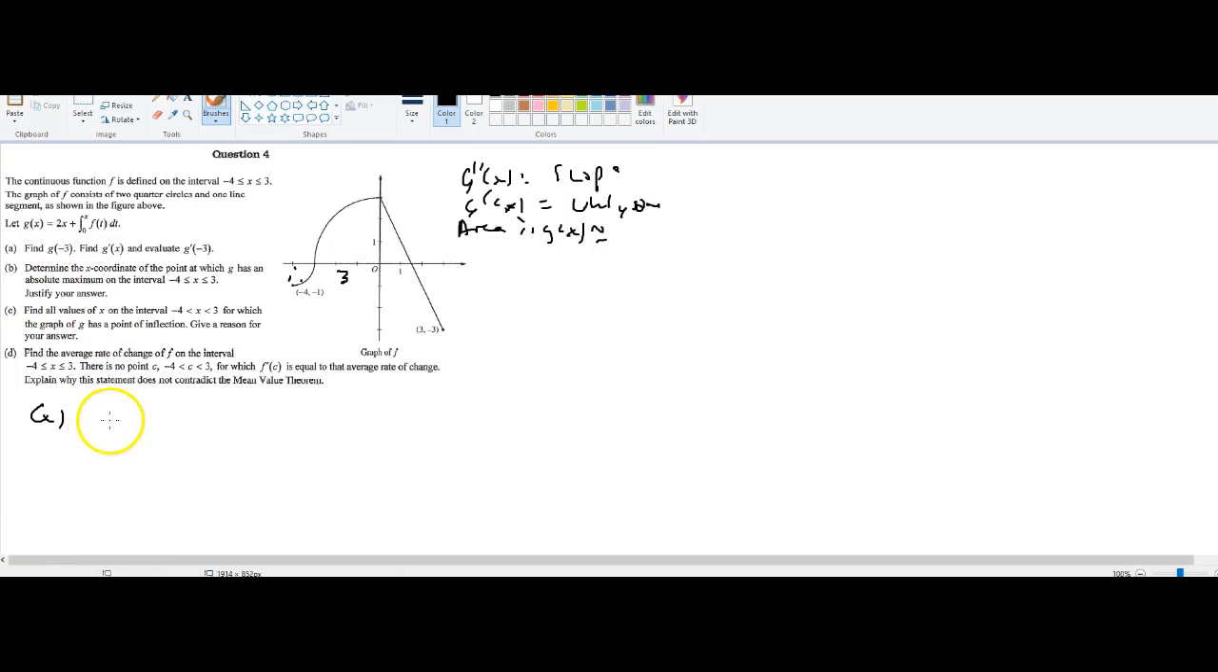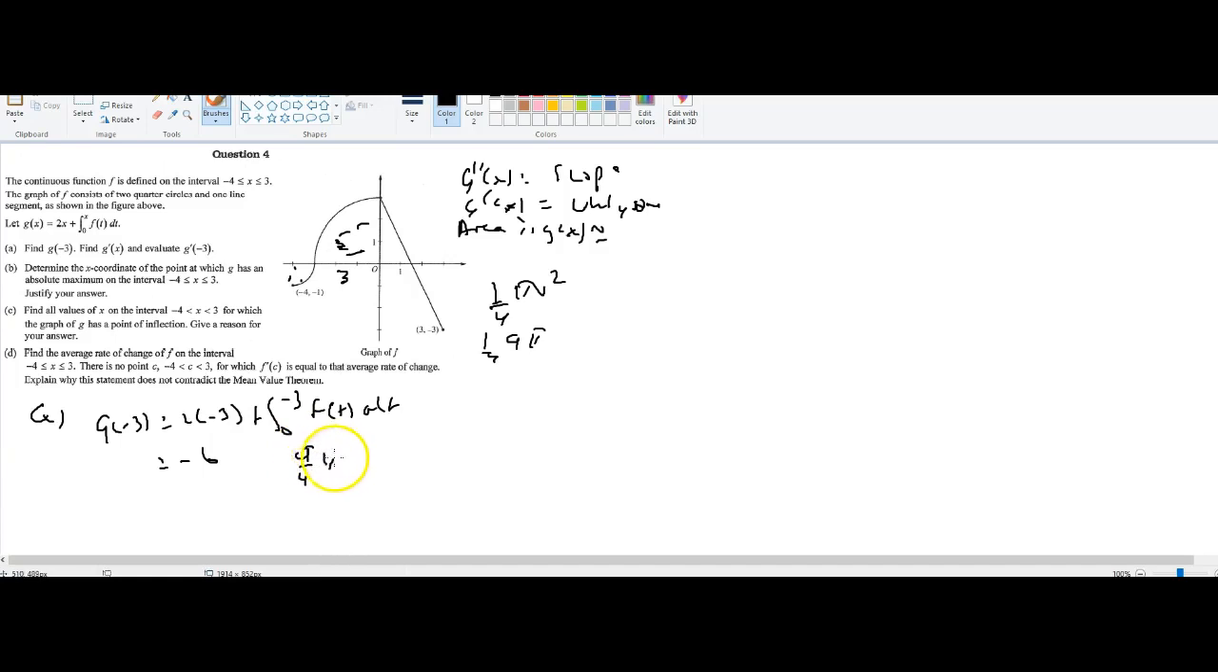Well, I'm just going to go ahead and say g at -3 is equal to 2 times -3 plus the integral from 0 to -3 of f of t dt. I'm going to go ahead and do that. I get -6. How do I do the integration for this? It's just the area of the curve. The area of the curve is pi r squared, 1/4 because it's a quarter of a circle, right? Not a half or anything. 1/4, the radius is 3, so that's 9 pi. So I get 9/4 pi.